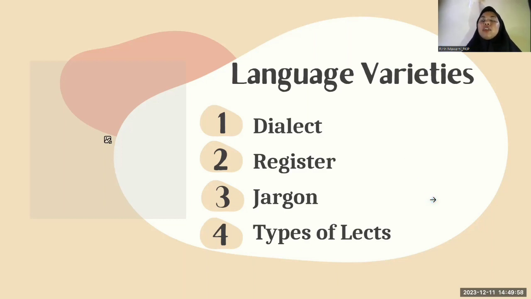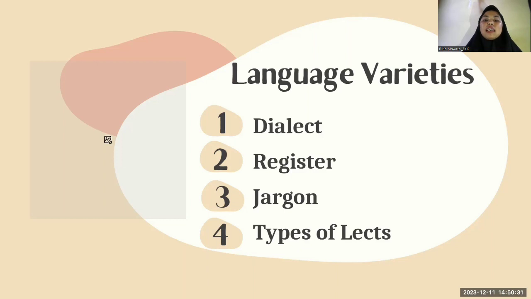The next is jargon. So jargon refers to specialized terminology or vocabulary that is specific to a particular profession, interest group, or activity. It's often technical or special language understood by individuals within the specific field, but may be unfamiliar or confusing to those outside of it.